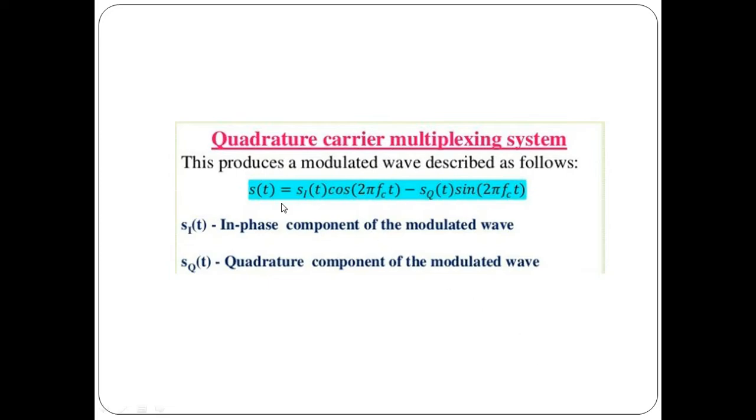Let us say s of t is a continuous time waveform. It will have two types of components: an in-phase component and a quadrature component. We represent that as I of t, the in-phase component, into cos 2 pi f_c t, minus the quadrature component into sin 2 pi f_c t, which gives the total signal. If we combine these two signals, the difference between them is nothing but s of t.